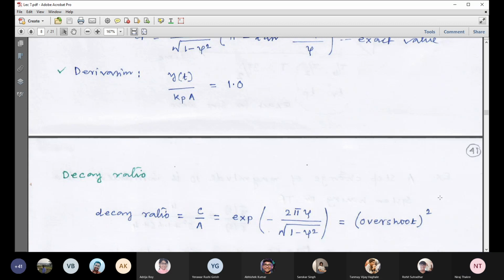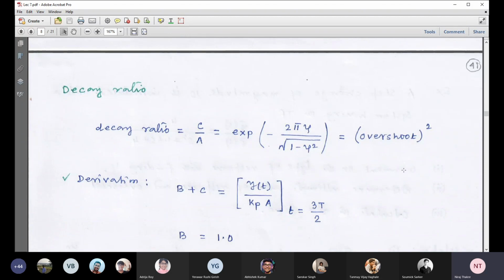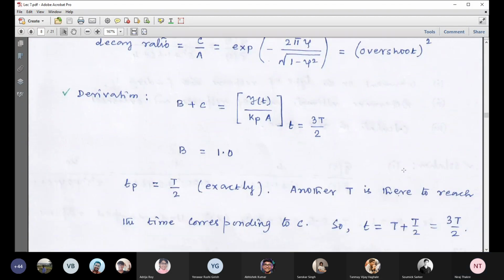Anyone else got? Tell what is the expression you got for C? C is, sir, exponential of minus 3 pi zeta by root over 1 minus zeta square. Yes. What's your roll number? 30026. Correct. Yeah, I think so. You understood how to determine this. Okay, this is a note on how to determine it.